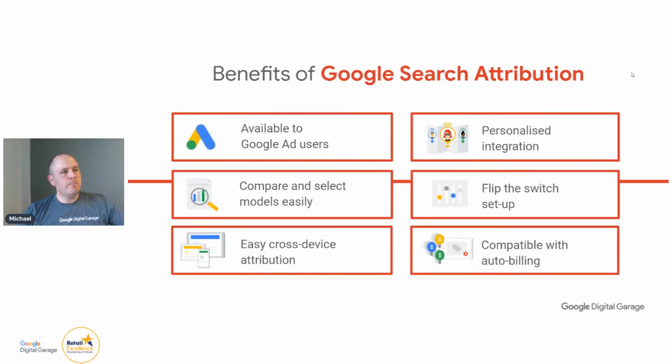So, benefits of search attribution. Google Ads has its own attribution tool, available to all Google Ads users. Once you've set up an account, you'll have access to the tool. It makes it easy to compare and select a different model. So you can use model comparison reports to compare how different attribution models impact the valuation of your various marketing channels.